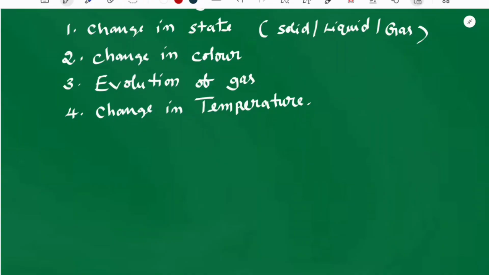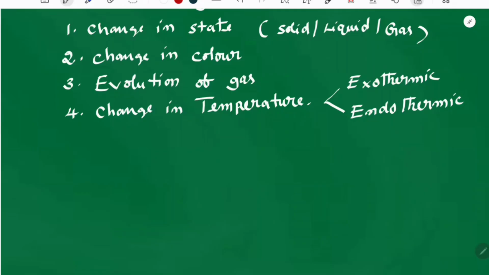So based on that, change in temperature means two types of reactions are there: exothermic reactions and endothermic reactions. We will discuss what these are. In coming classes, I will explain very clearly. Two types of reactions you should keep in your mind. So these changes are observed in the above three activities.